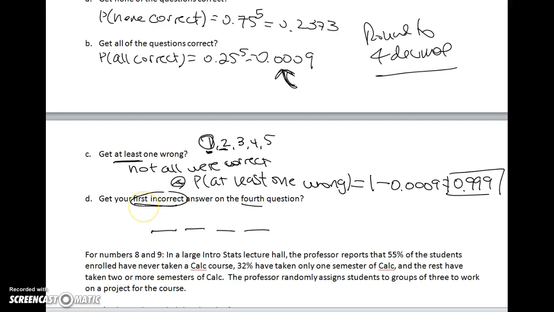So that means that the first three all had to be correct. So this one had to be correct, this one had to be correct, this one had to be correct, and then this one was wrong. Once again, because they're independent, we just multiply all those together, and we get 0.01175.